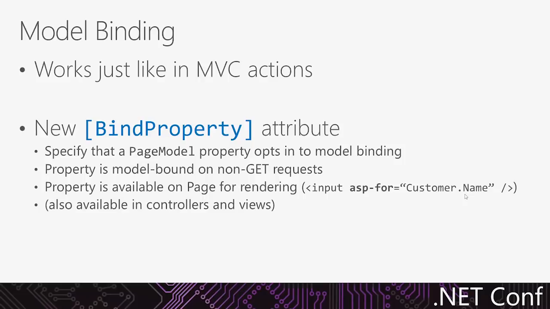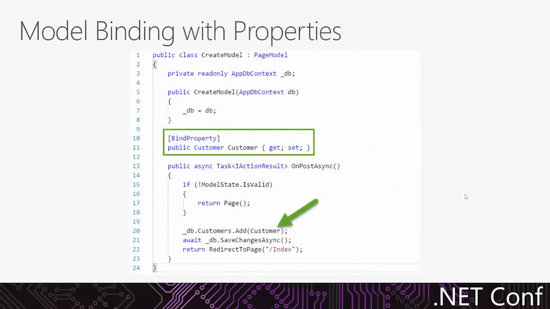All right, so let's look at this in a quick example. You can see here that I have this Customer property, and I've marked it with the BindProperty attribute. And then in my OnPostAsync handler, after I check that the model state is valid, I can go and work with that Customer property directly, even though it wasn't passed in as an argument to the OnPostAsync method. I have access to the property, and that property will be bound prior to this handler running because of that BindProperty attribute.